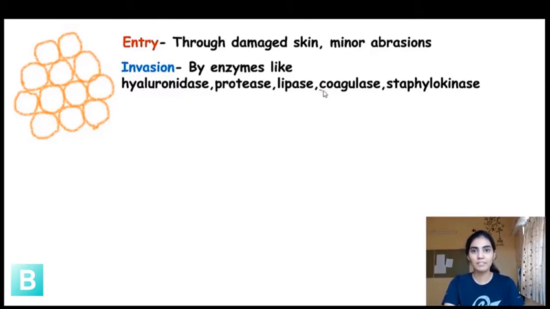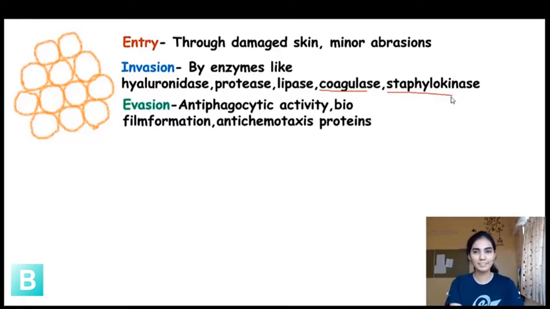With the help of coagulase, it forms a fibrin clot around itself and hides from the host immunity. And when the right time comes, it can easily dissolve the clot with the help of staphylokinase and then continue its invasion. Pretty cool, right? One more cool thing it does: it evades the host immunity very efficiently.